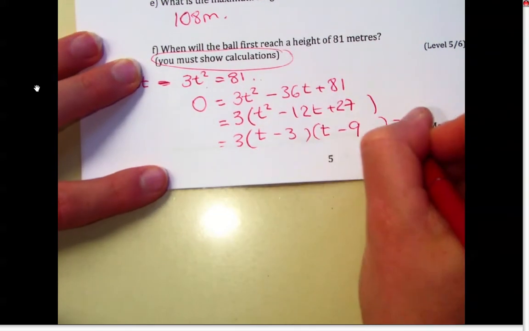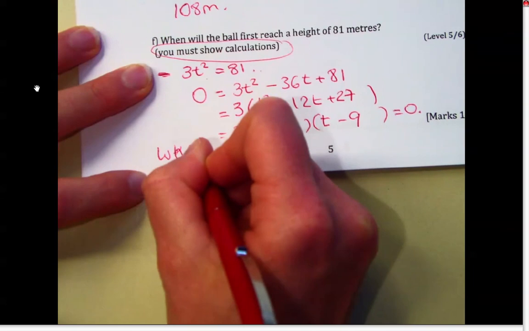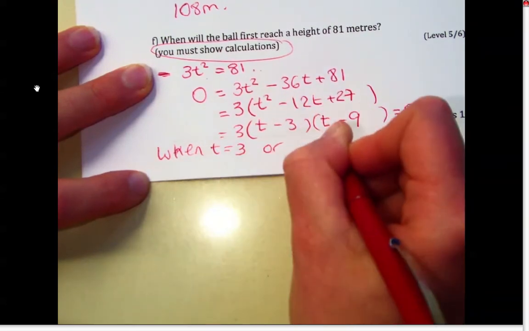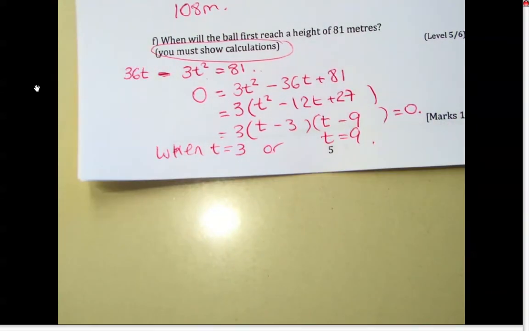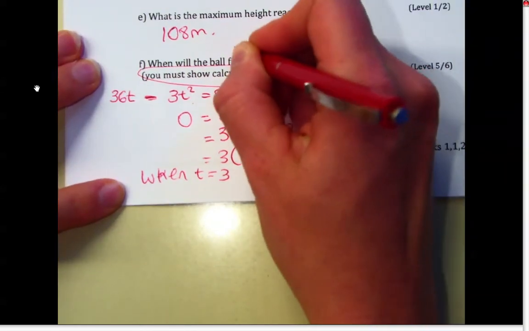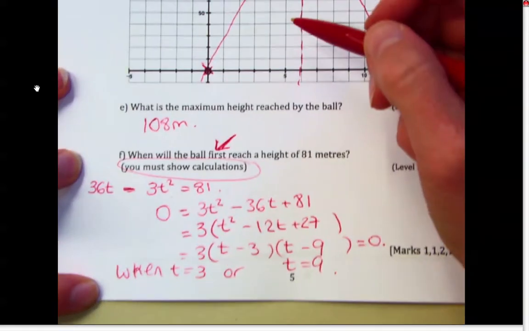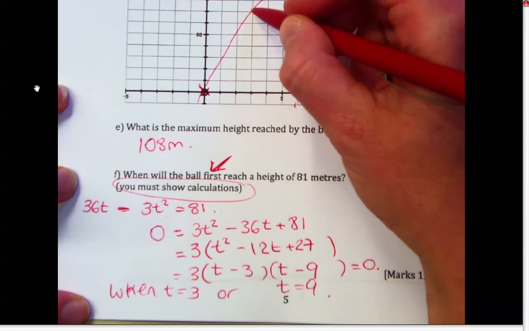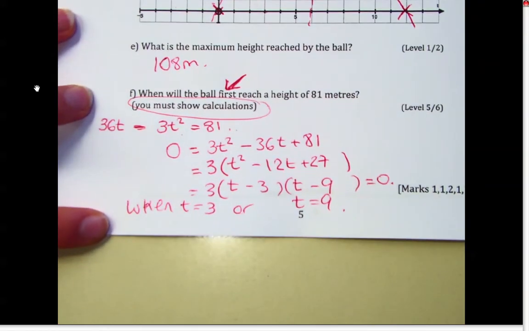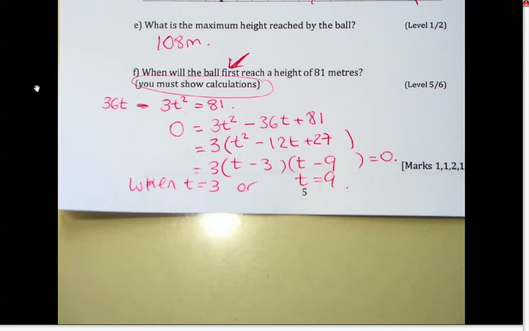And the question is, when does that equal 0? So it's either when t equals 3 or t equals 9. Do you give both answers? If you read the question, it says, when does the ball first reach that height? So just check on your graph that makes sense. When t is 3, you do get 81. Actually, my graph isn't that good, I get 71. Anyway, okay, and that's the end up to there.